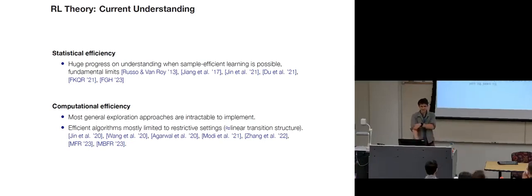So the current understanding of RL theory is that there are a lot of statistically efficient algorithms with general function approximation, like Bellman rank, bilinear, DEC, all these works. Most of them are intractable to implement, and the space of implementable efficient algorithms is much more restricted. More or less you need some kind of linear transition structure if you want to get an implementable algorithm.